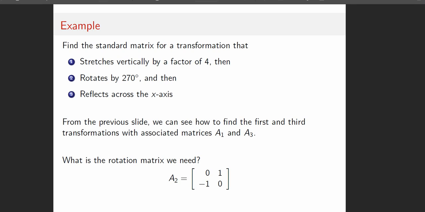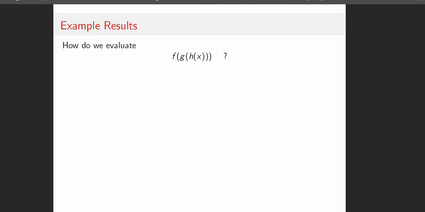There we go. 0, 1, negative 1, 0 is the correct rotation matrix. But here's the key. To get the order right, we have to remember that these transformations, even though we're calling them linear transformations, they're functions. Okay, they're vector valued functions. So to get them in the right order, I have to remember what I know about functions.